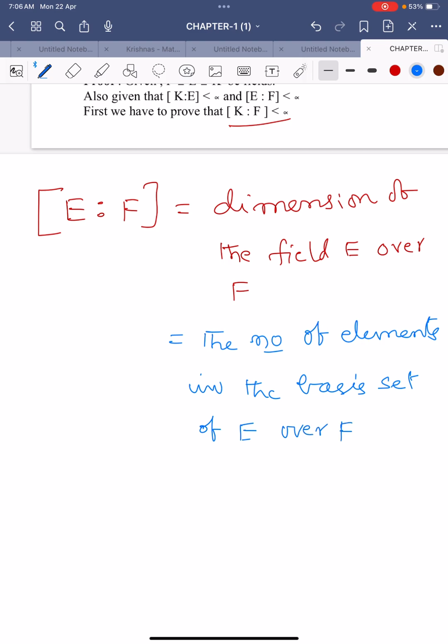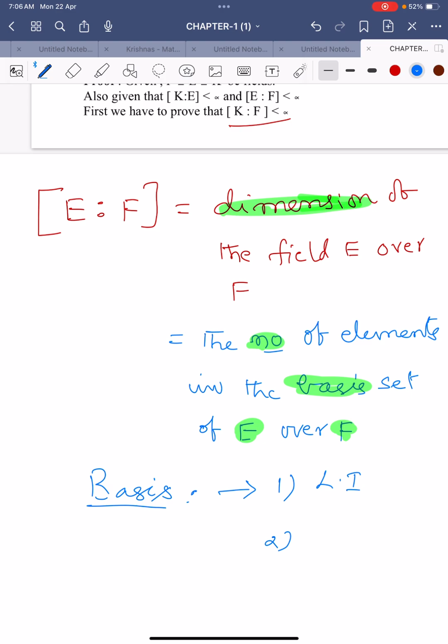Very important definition. Again, it is also from the vector space definition. This symbol represents the dimension of E over F, and dimension means the number of elements in the basis set of field E over the field capital F. I think you know the definition of basis. In vector spaces, we learned that a basis is a subset of the vector space having two properties. The first one, it is a linearly independent set, and second, it spans the vector space, L of S equals the vector space.